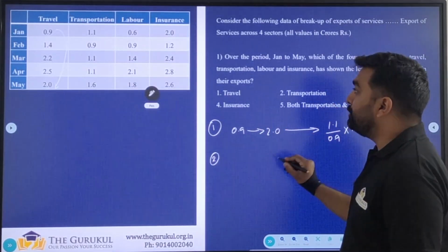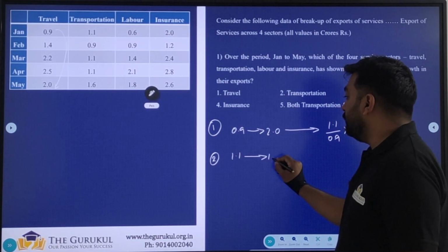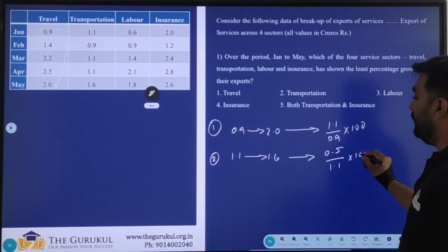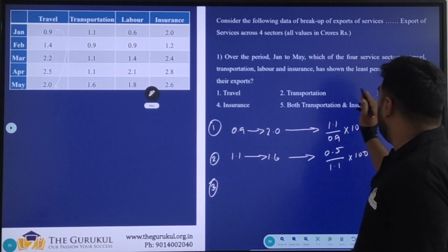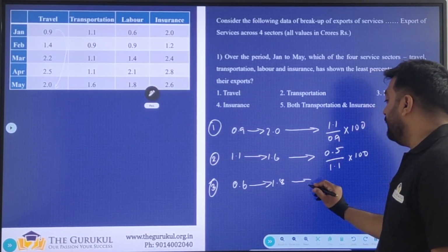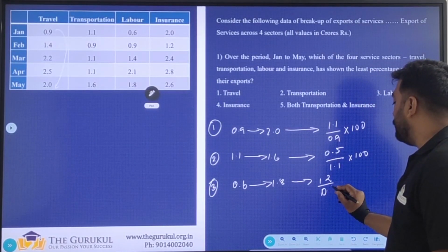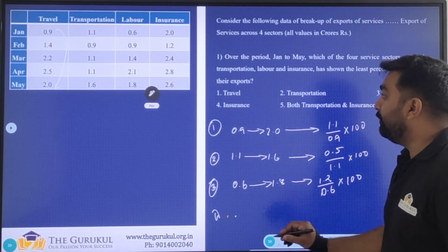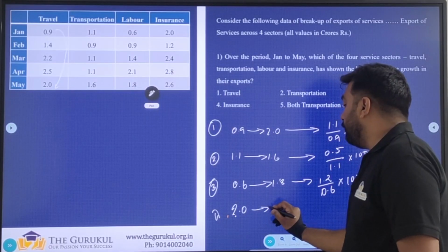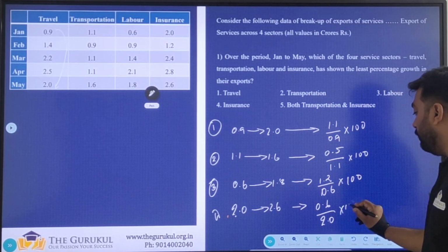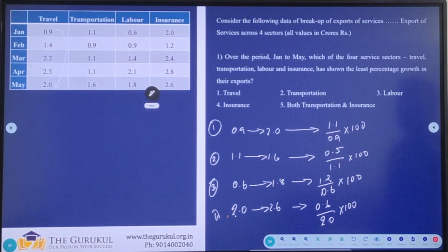Option 2, transportation, 1.1 to 1.6. So 0.5 by 1.1 into 100. Third one, that is labor, 0.6 to 1.8, which is 1.2 by 0.6 into 100. Fourth one, that is insurance, 2.0 to 2.6, which is 0.6 by 2.0. We want percentage, multiplied with 100. We want least percentage growth.